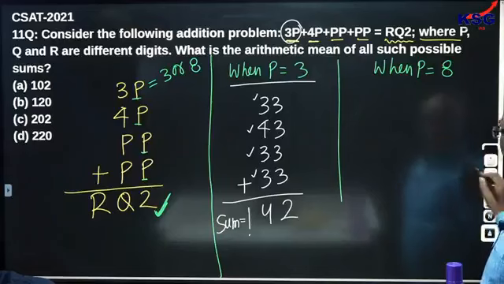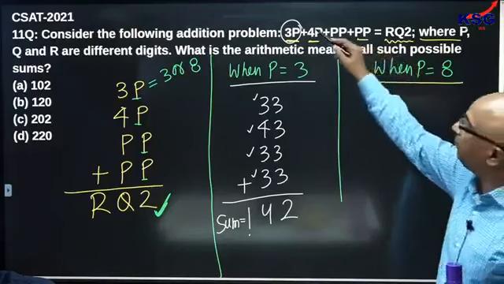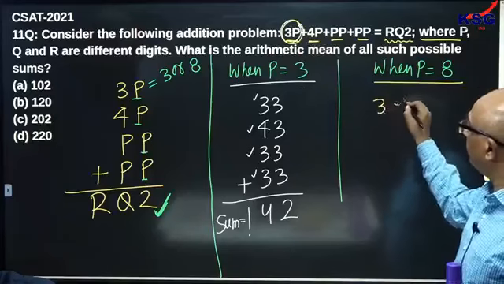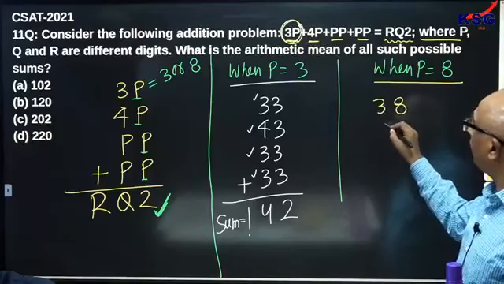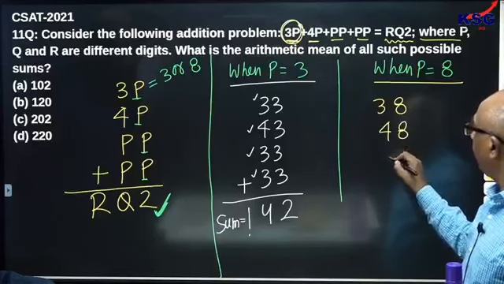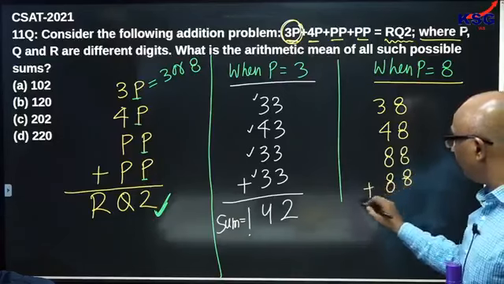Now go for case 2, student. Case 2, when P is 8, then 3P. Slowly concentrate here. 3P means the number is 38. Second number 4P means 48. PP means 88. Again PP means 88. And add them.